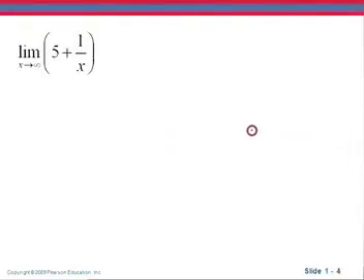Now let's look at the limit as x approaches infinity of 5 plus 1 over x. Now remember, the limit as x approaches infinity of 5 would be 5. And we just saw that the limit as x approaches infinity of 1 over x is 0. And 5 plus 0 is 5. So as x gets larger and larger, this will become close to 0. So 5 plus 1 over x will become close to 5.